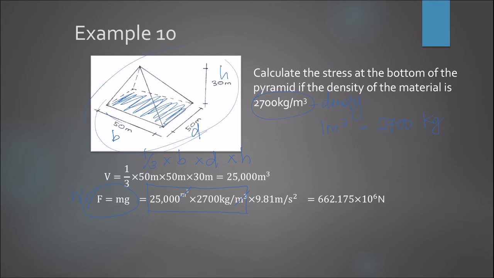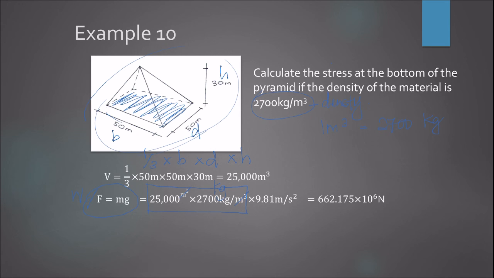Jadi bila you dapat kilogram, sebab you tahu 1 meter cube 2700 kilogram. Okay, so tapi sekarang volume dia bukan 1 meter cube. Volume dia 25,000 meter cube. So 25,000 kena darabkan 2700 kilogram. Jadi you dapatlah berapa dia punya mass, which is kilogram lah. Sebab ni semua dalam kilogram dah.